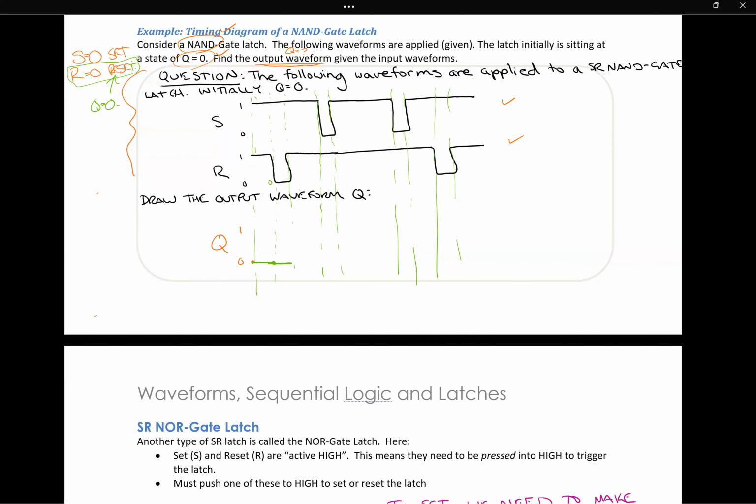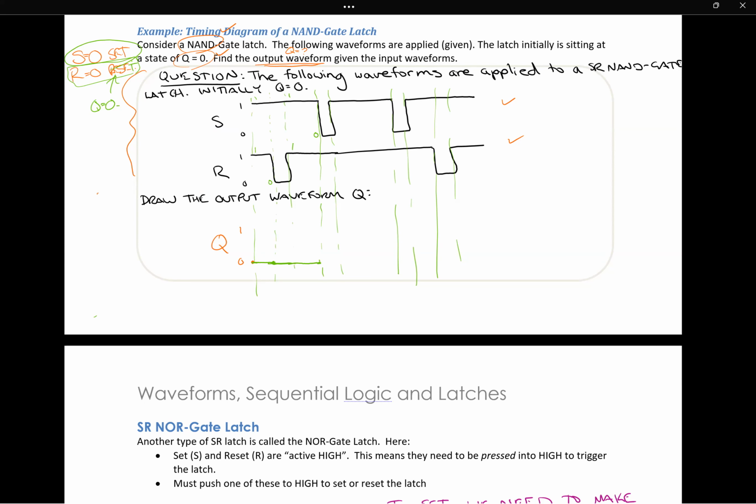Now I drive R to 1. Does that mean I set it? No. I drive S to 1. Does that mean we set it? No, because we can only set it if we drive S to 0. At our next break, look at this: we drove S to 0 here. That's really important. We stay at 0 because 1 did nothing for us.